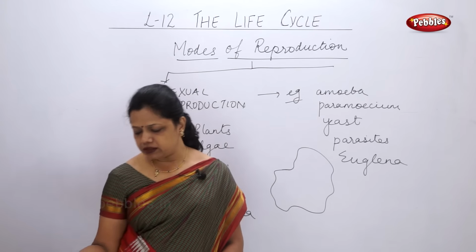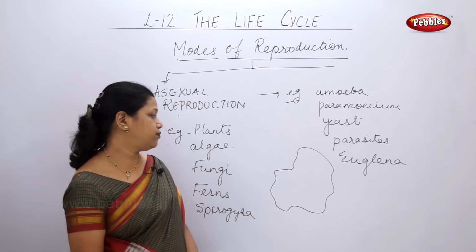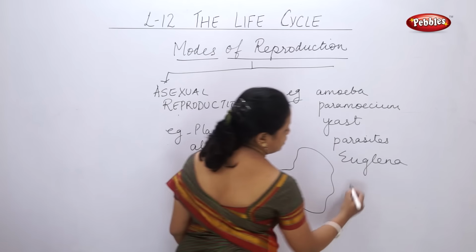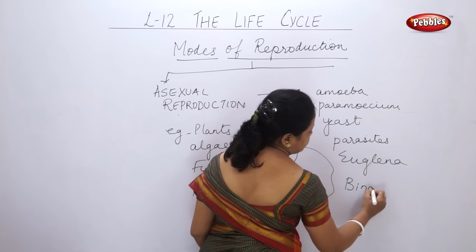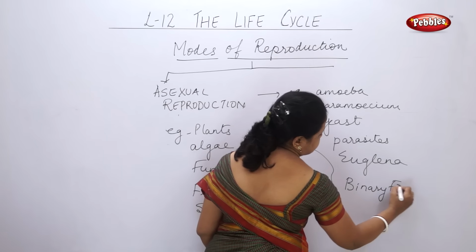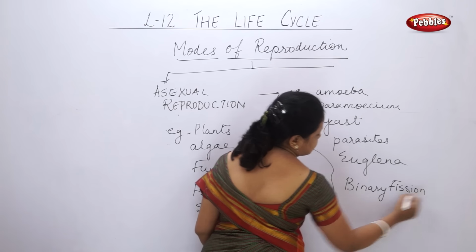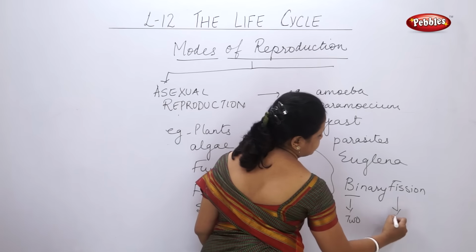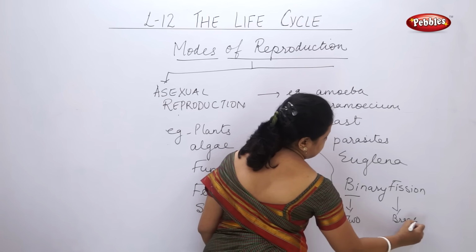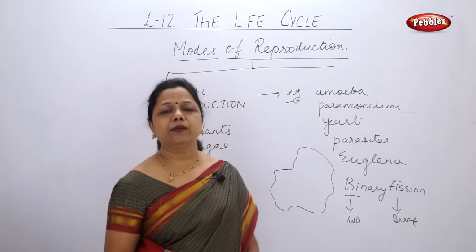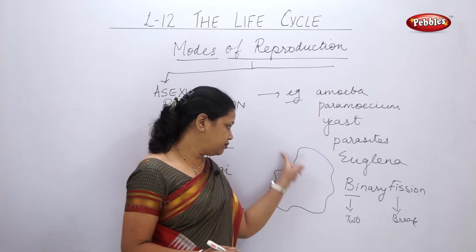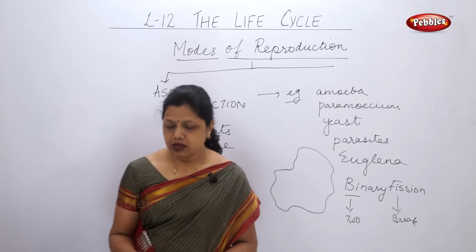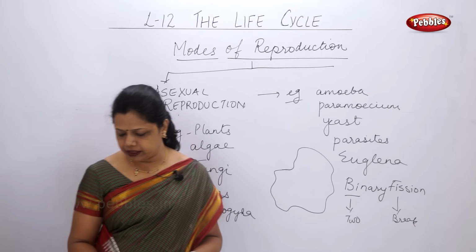Here, if you see this amoeba, what type of reproduction is seen in amoeba? We are going to learn that amoeba shows binary fission. When I say bi, that means two. In two halves, fission means break. So binary fission is seen in amoeba, where amoeba divides into two, and this is called as binary fission. Now how it divides, we are going to see in detail.